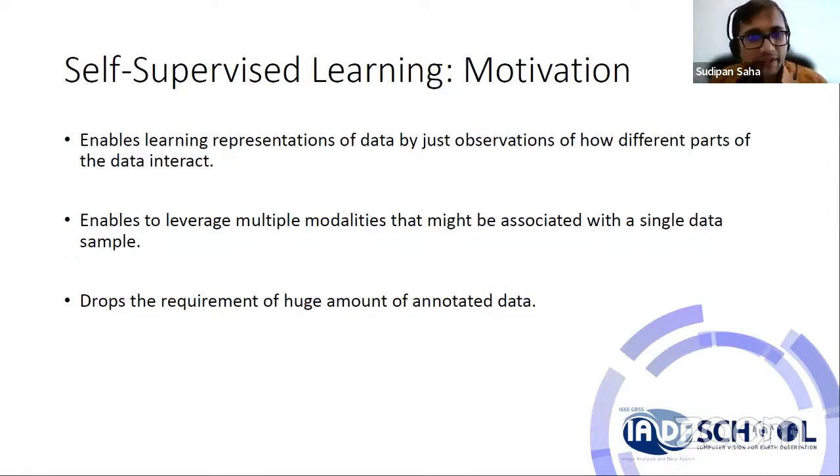It enables leveraging multiple modalities that might be associated with a single data sample. This is very important in the case of remote sensing. We have data corresponding to a certain geolocation, acquired using different sensors, like an optical sensor and a SAR sensor, and we can use each of them as a kind of supervision for the other, which will be seen in the next slides. This is one of the very important aspects of remote sensing, to leverage multiple modalities or sensors. And it drops the requirement of a huge amount of annotated data.